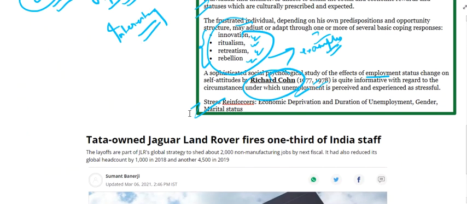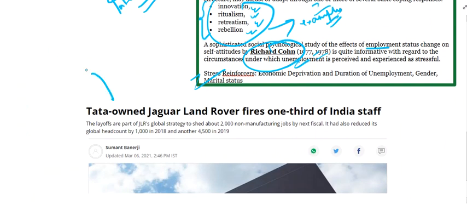Just another related note here. Layoffs have just gained coverage recently because of the tech giants laying off. But if you see this news snippet, Jaguar Land Rover laid off employees in 2018, another 4,500 employees in 2019, and this continued in 2021 also.